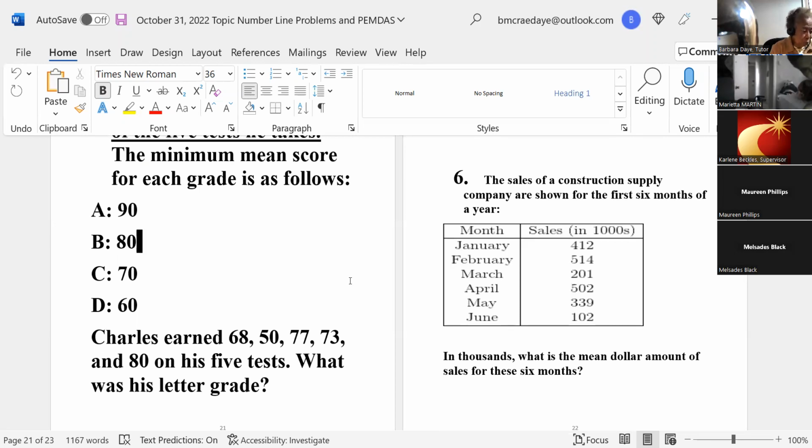One, two, three, four. Tell me what you get for the mean and tell me the letter grade. Okay, A, B, C, or D: 90, 80, 70, 60. So your choice is A, B, C, D.